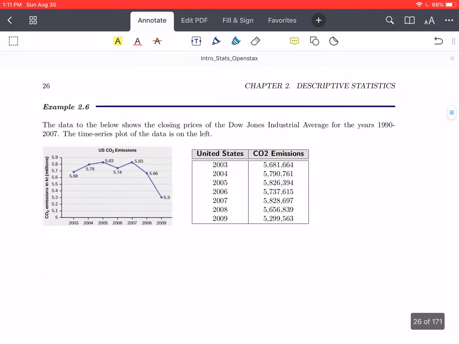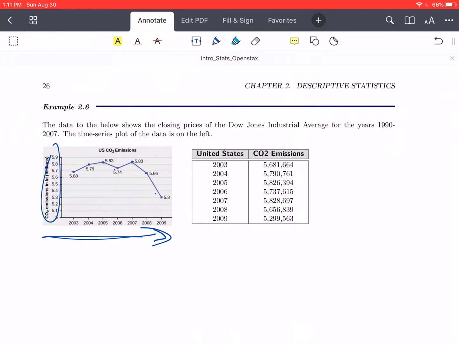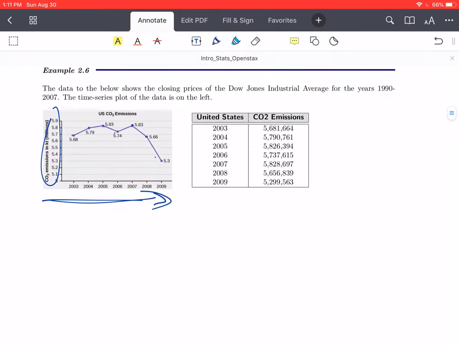So we have the data showing closing prices of the Dow Jones from 1990 to 2007. And then we have a time series plot for the data on the left. So you can see here, as time passes, we're measuring these values. So we've got all these different values being measured as time passes. So that's the only difference between a time series plot and a frequency polygon, is that the horizontal axis is time.